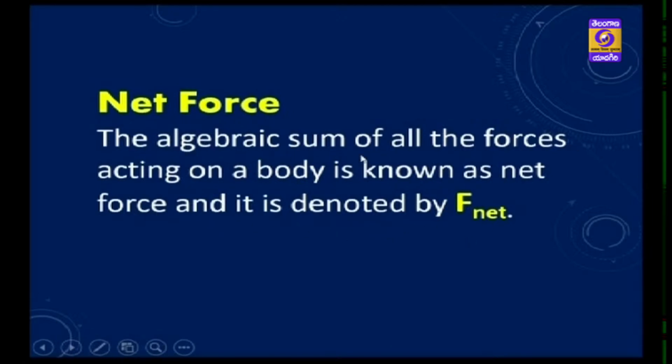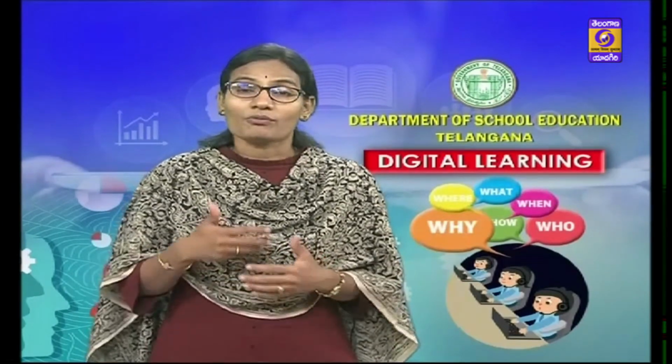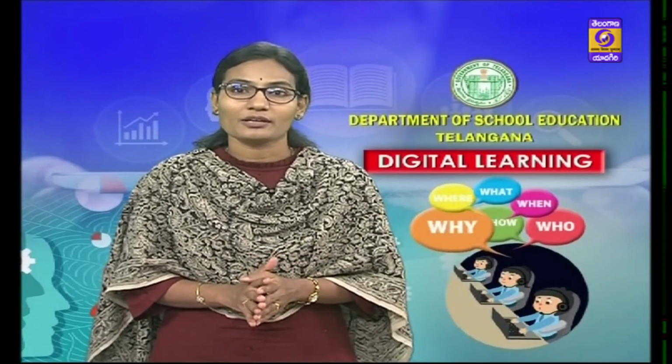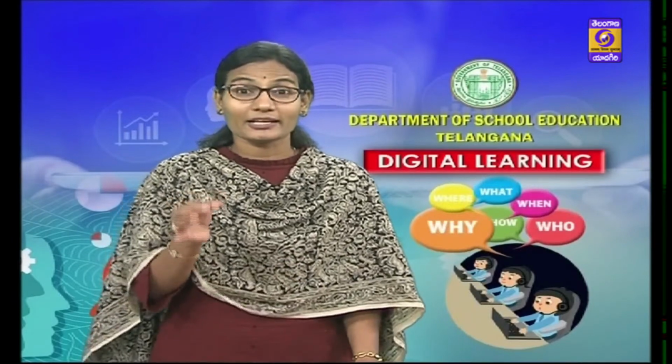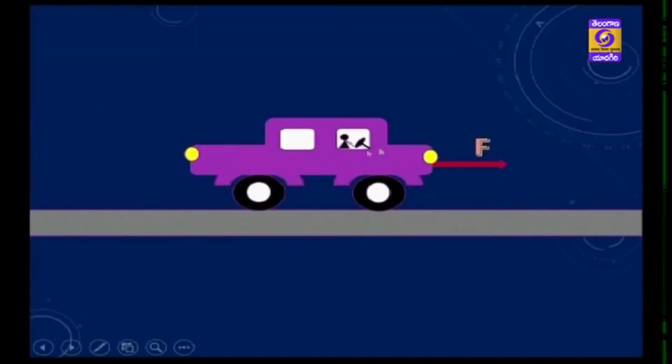Children, before calculating the net force, we have to first understand what types of forces are acting on the object, in which directions the forces act, and what the magnitude of those forces is. To understand this, let's take a look at this picture. The car is moving in this direction due to the engine force. Say this is the engine force, denoted by capital F, and the red arrow shows the direction of motion of the car.